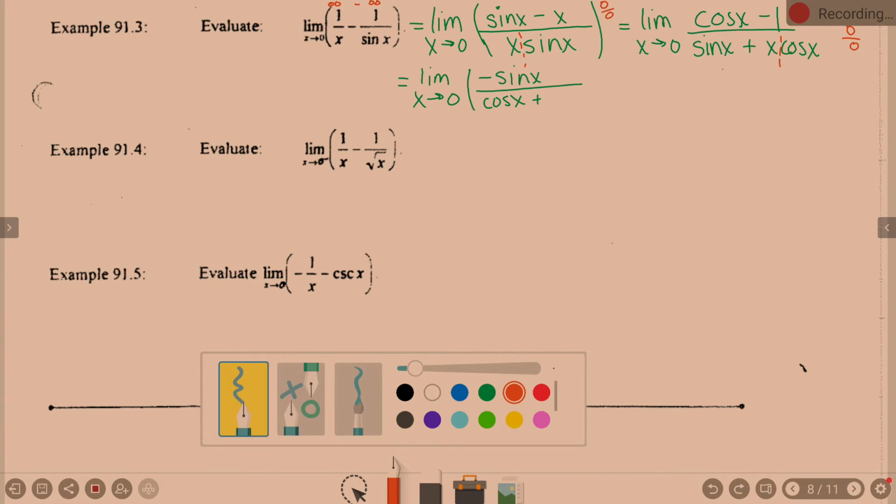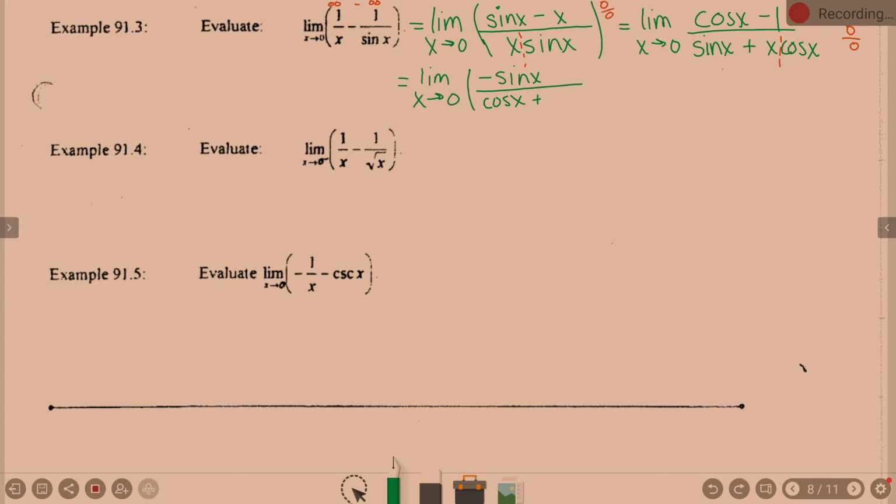Notice he did product rule again, yes? So derivative of the x is 1, keep the cosine x. Plus, now I'm going to keep the x, and the derivative of cosine x is negative sine x. Can I change that to a minus? Not very well, I can't.